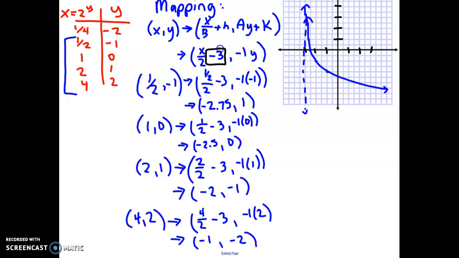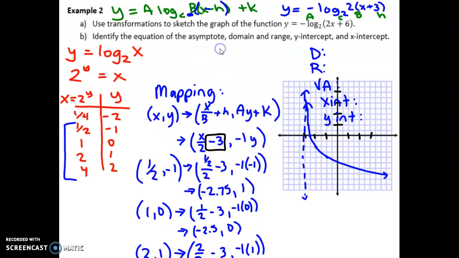It should make sense that it's flipped because your a value is negative. So you should be able to check that your graph has been flipped, made half as wide, moved 3 units to the left. So to finish this question off, we can take a look at domain.